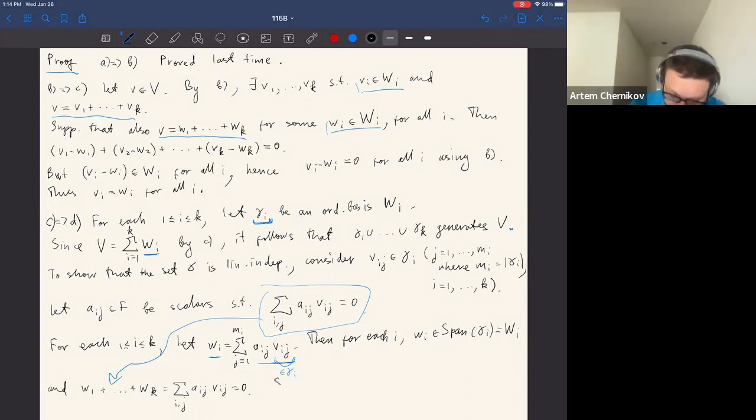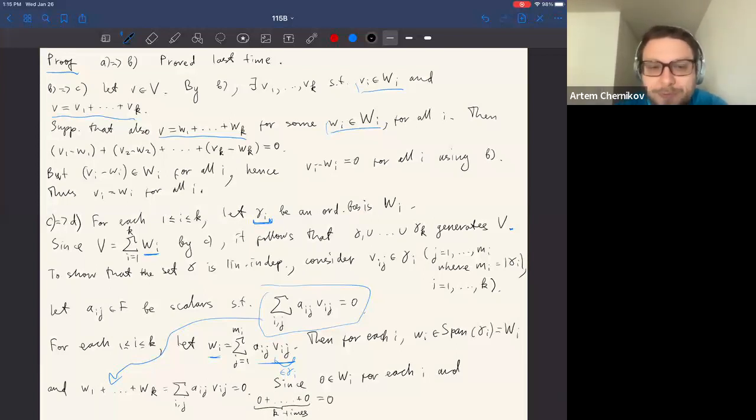But also, since zero belongs to Wi for each i, we also have that the sum zero plus zero, et cetera, k times, is equal to zero, of course. So just add zero to itself. So why am I writing this? Well, because we want to use the assumption in C, which tells us that there exists a unique way to write every vector, right? But now look, we wrote the vector zero in two different ways.